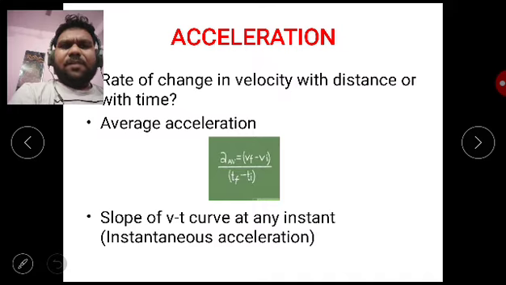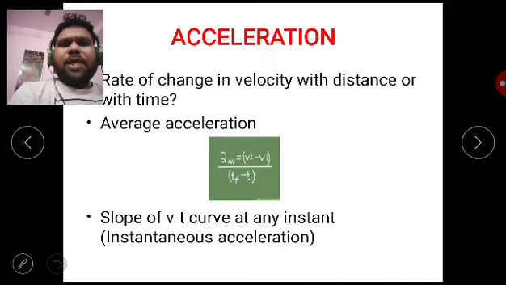So we will start with the definition of acceleration. As we know, when the velocity of an object is changing, it is changing with respect to what? It can change with respect to distance or with respect to time. So which one is more accurate? And how do we measure acceleration, with respect to distance or with respect to time?